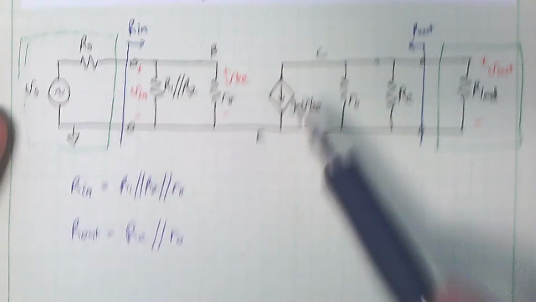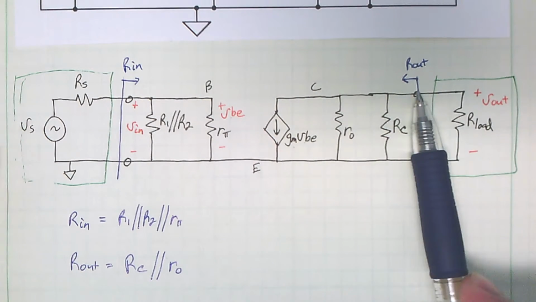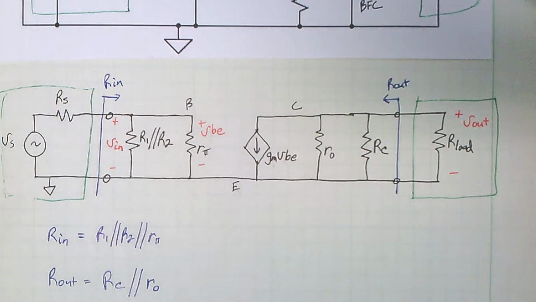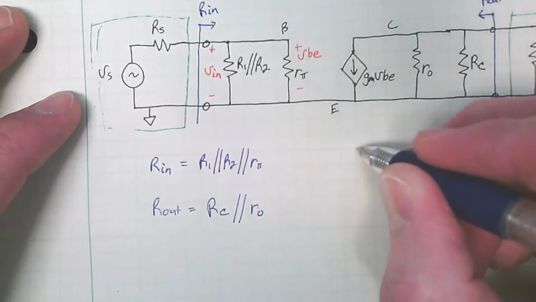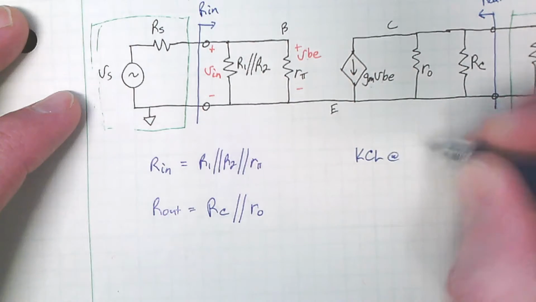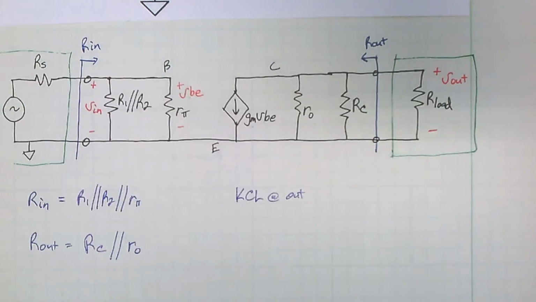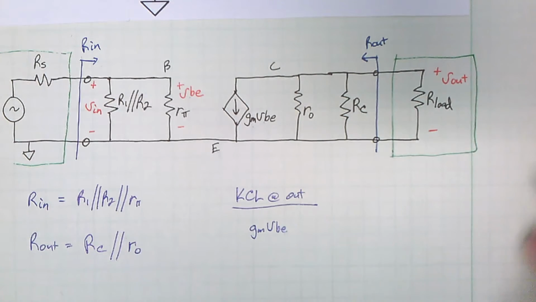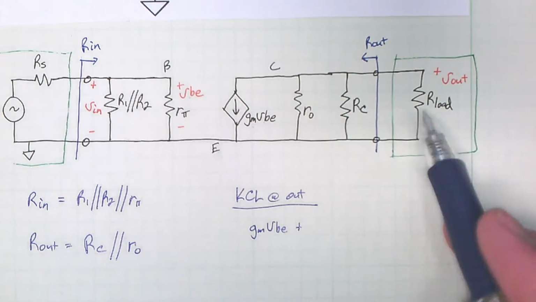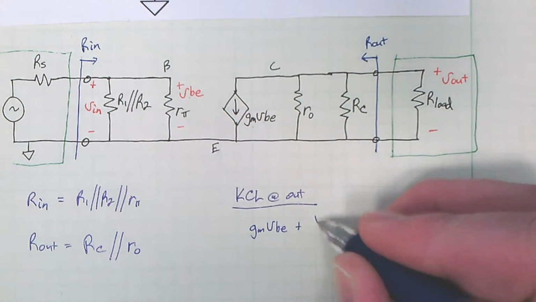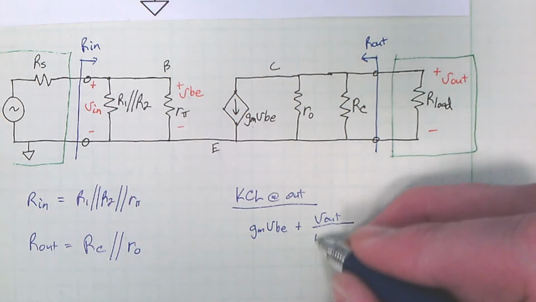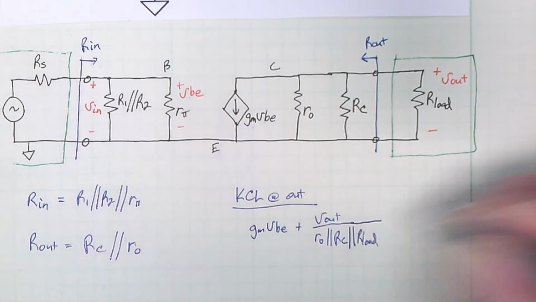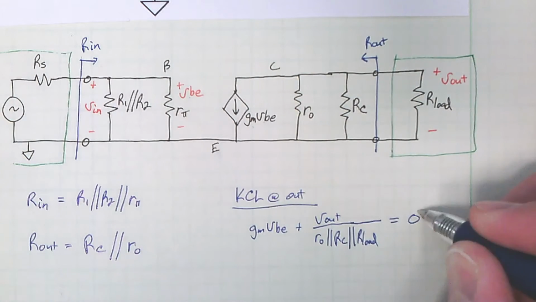All right. We're going to look at this. What is V out? Well, I'm going to keep these three terms separate. You'll see me keeping those in here. But I just do KCL at the top, so KCL at the output node. And I get GM VBE goes out, plus, and I'm going to write these all together. The current that goes out of here is V out divided by RO parallel RC parallel R load, that parallel combination. All of that current going out equals 0.